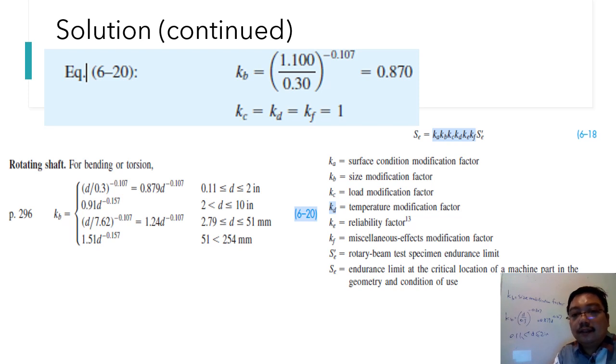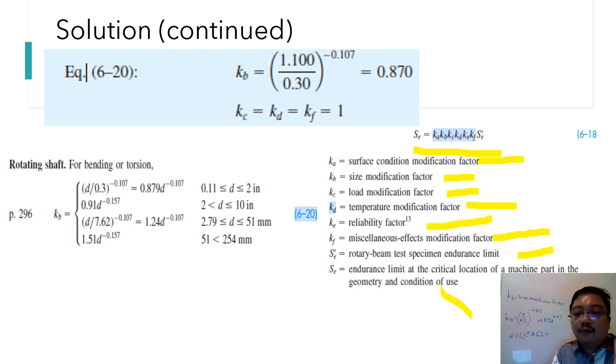Now we want to calculate Kb, which is the size modification factor. It comes from the equation Se equals Ka, Kb, Kc, Kd, Ke, Kf, and Se prime. So what do Ka, Kb, Kc and the rest mean? Ka is the surface condition modification factor. Kb is the size modification factor. Kc is the load modification factor. Kd is the temperature modification factor. Ke is the reliability factor. Kf is the miscellaneous effects modification factor. Se prime is the rotary beam test specimen endurance limit, and Se is the endurance limit at the critical location of a machine part in the condition being used.